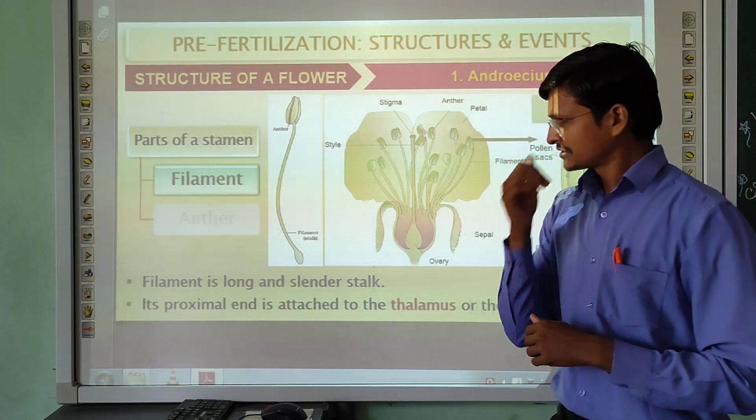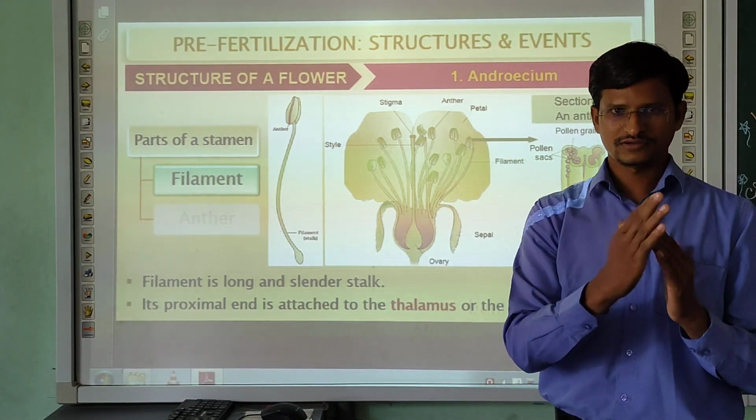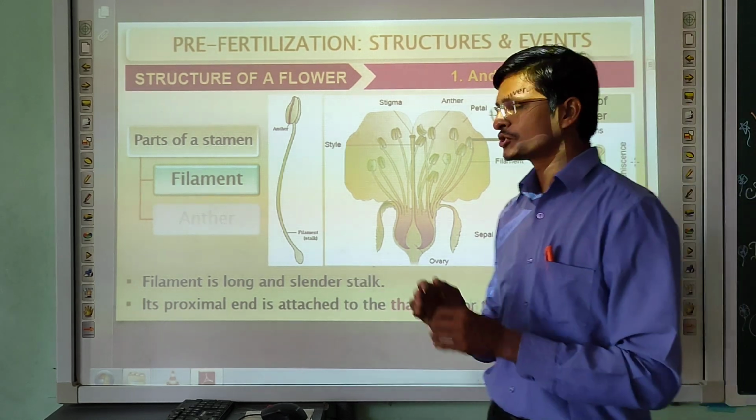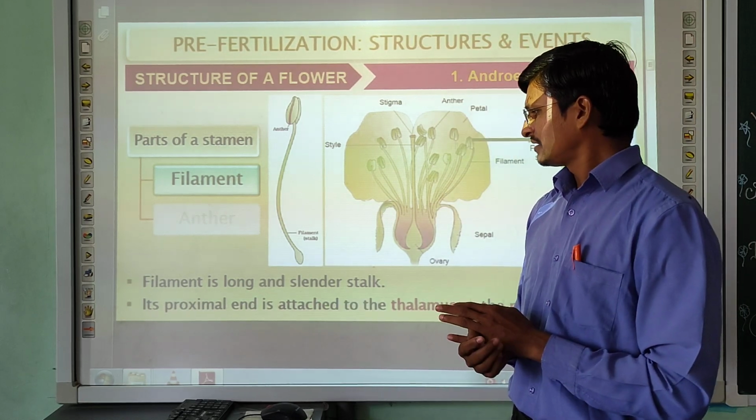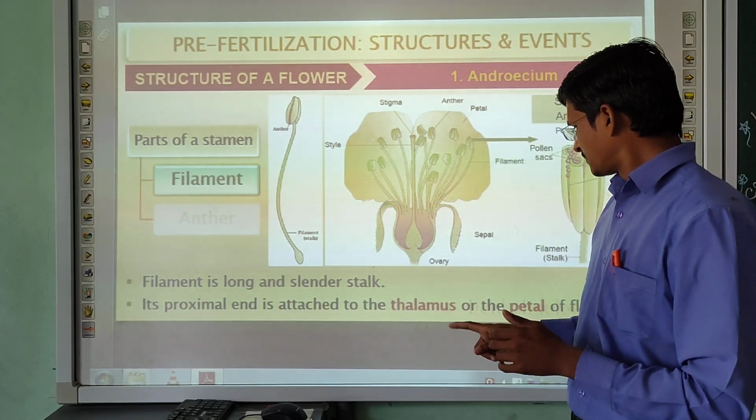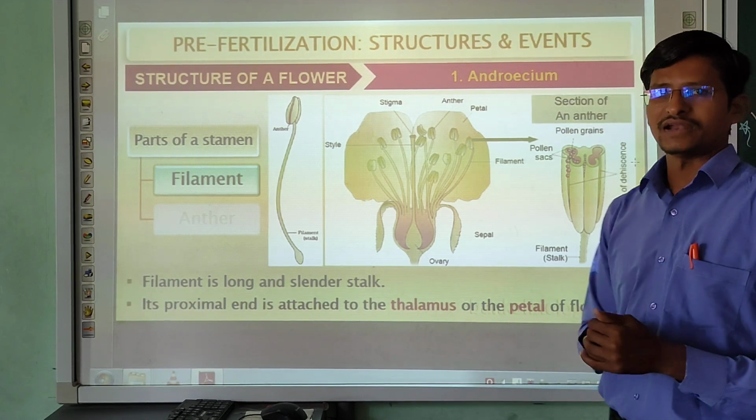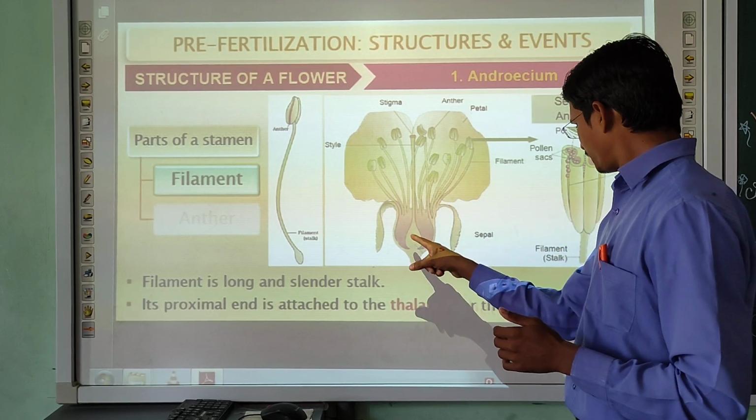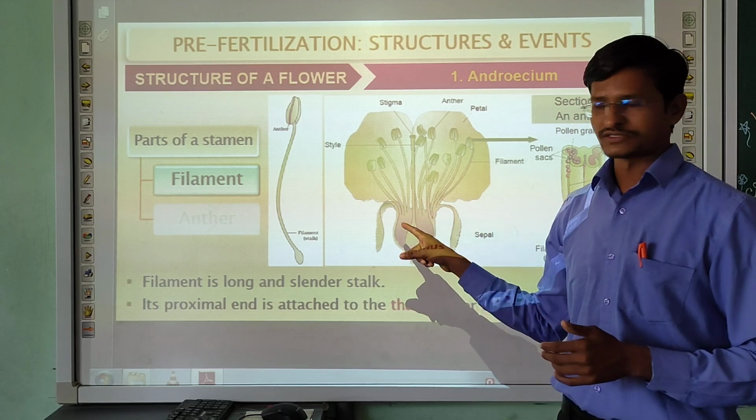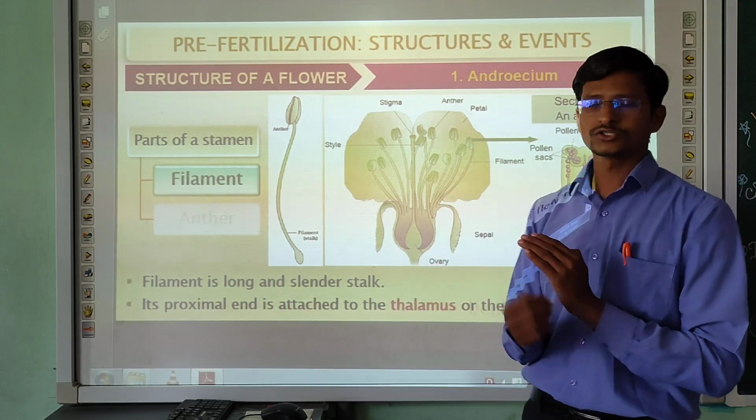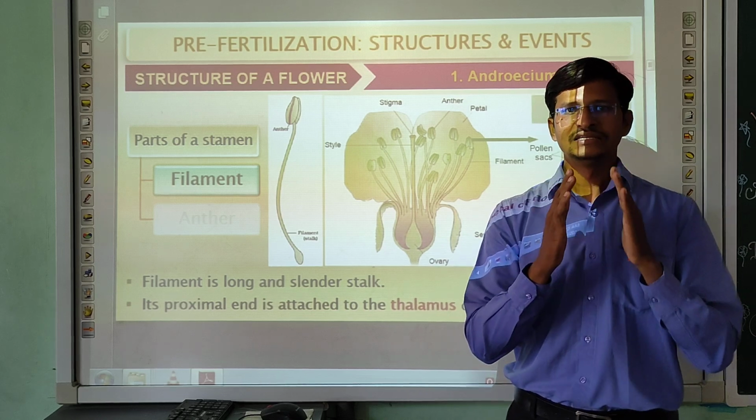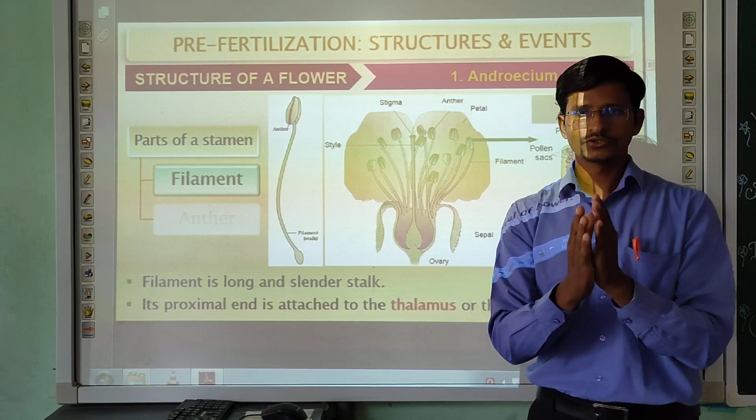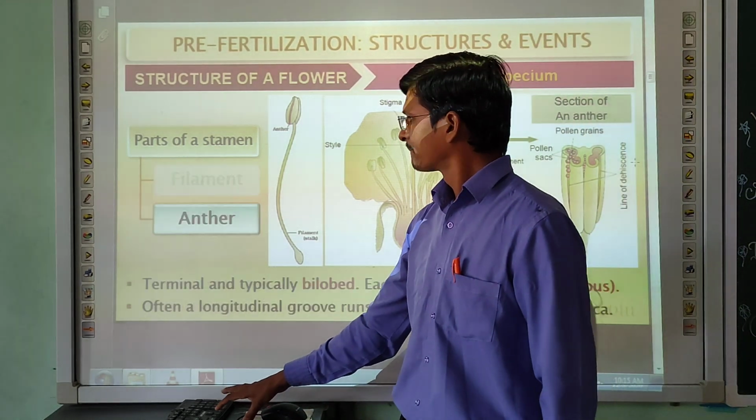First we will discuss the filament. The filament is a stalk which provides support. It is a long and slender stalk, proximally attached to the thalamus or the petal of the flower. Its main function is to provide length and strength as a stalk, supporting the anther. Next is the anther.